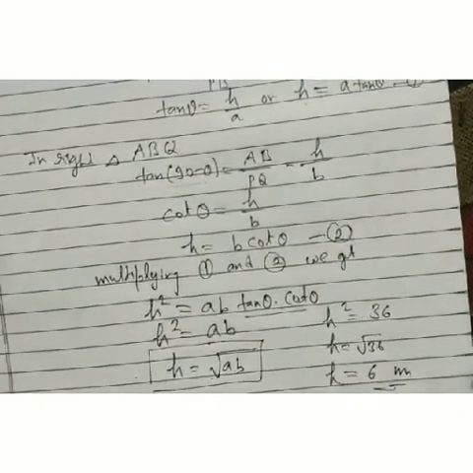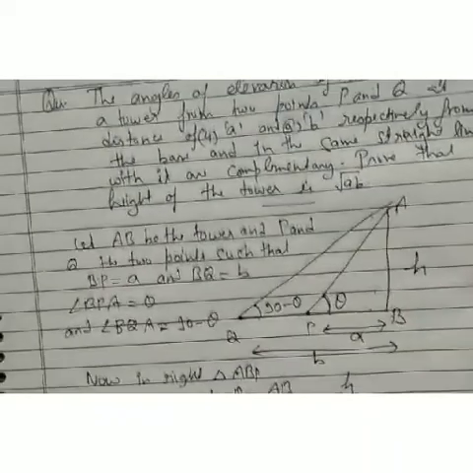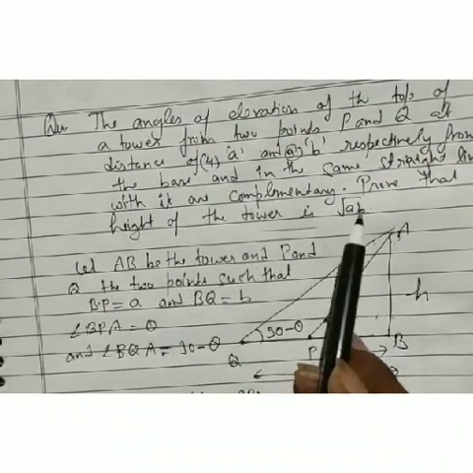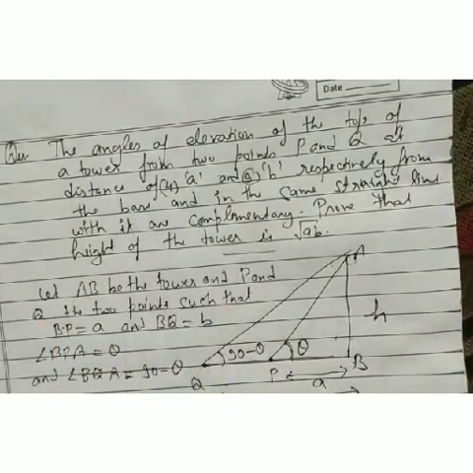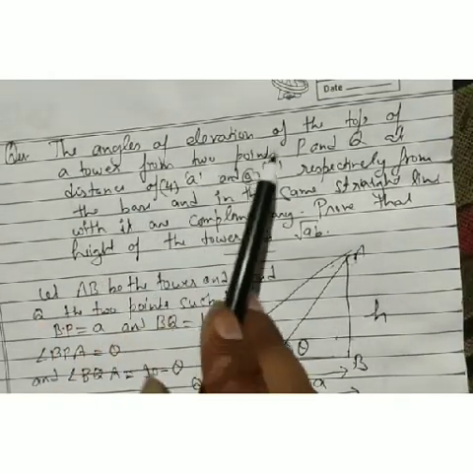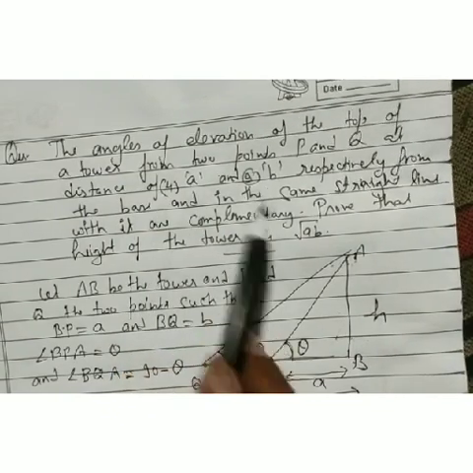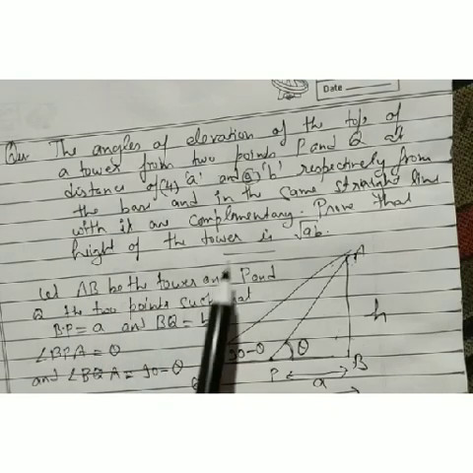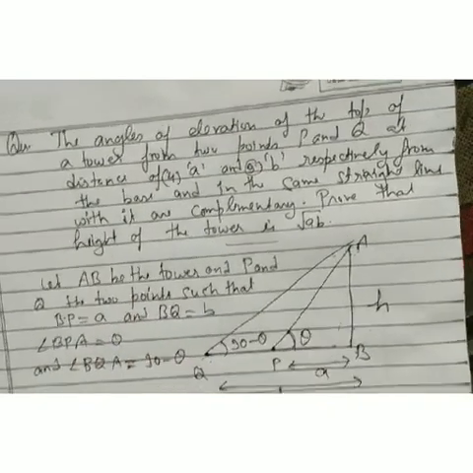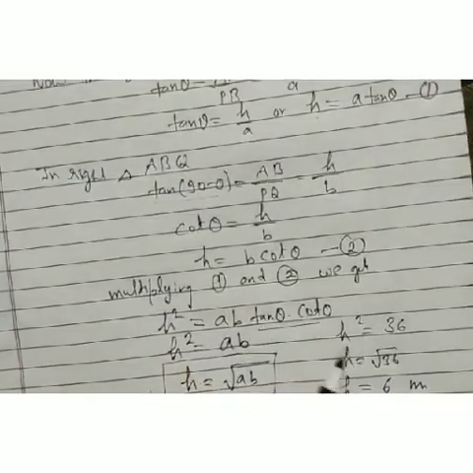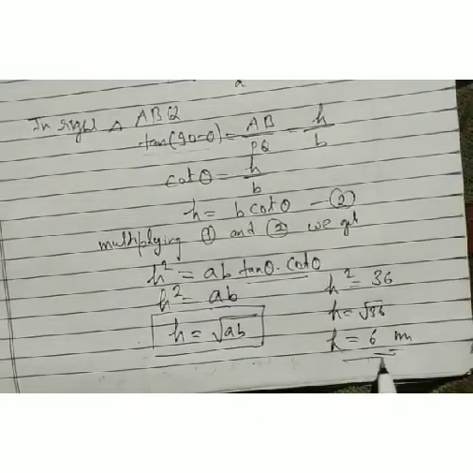What I want to say is that I have discussed the problem with unknown variables A and B, but the same problem is asked in your NCERT textbook. Here, 4 meter is given at the place of A and 9 meter at the place of B, and it asks for the height of the tower. The same way you solve the problem, and you get the height of the tower as 6 meter.